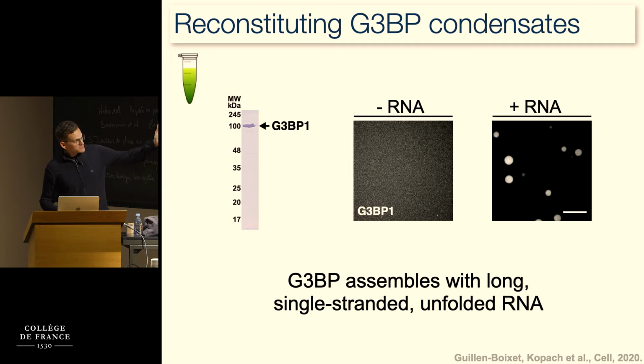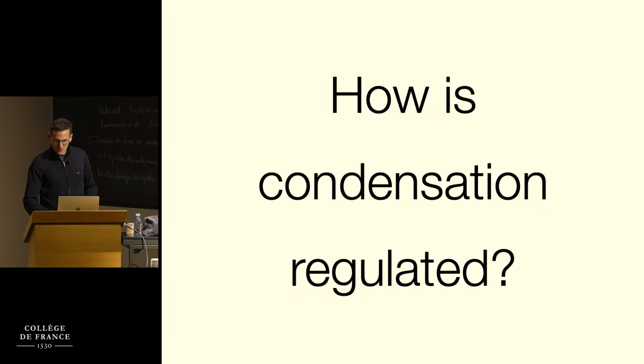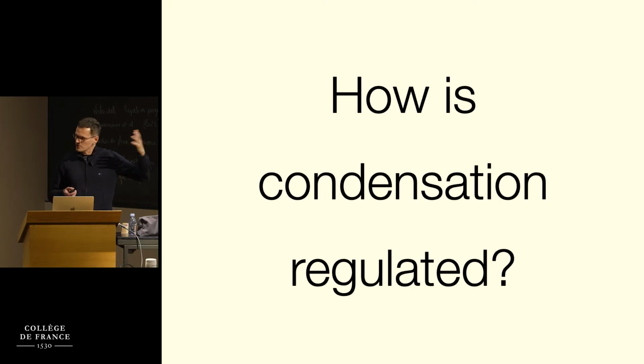And so this fit very nicely with our observation that polysomes disassemble, and that this protein really liked to bind this type of RNA. So then, of course, next we wanted to understand how is this all regulated? I mean, now we can reconstitute the initial step, but how is it all regulated?